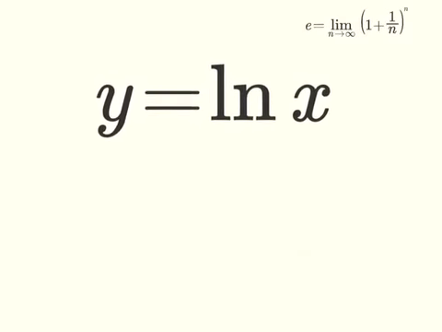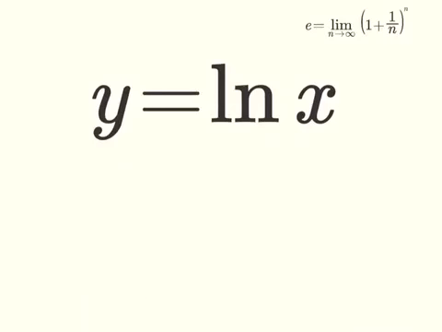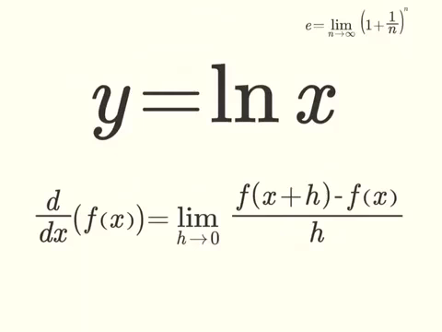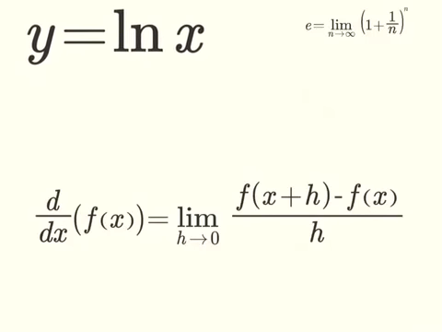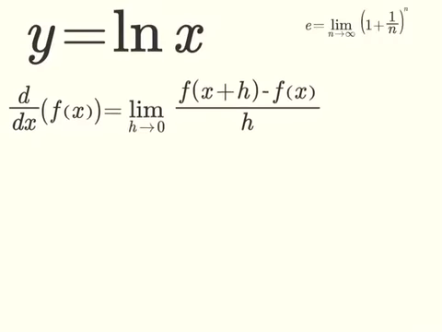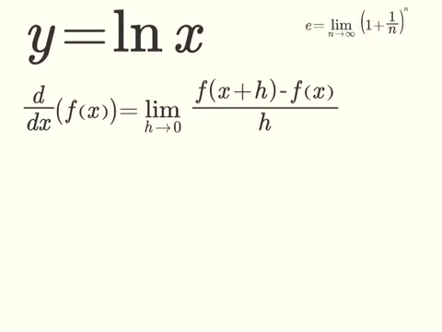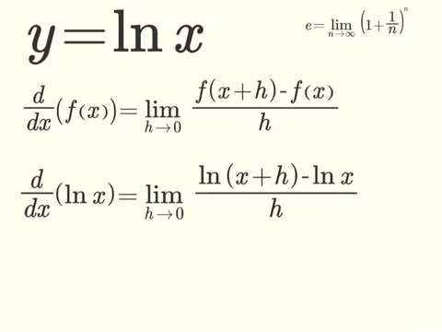Now we'll look at this function, y equals the natural log of x. More specifically, let's look at the derivative of this. In order to find this derivative, we're going to start with the definition of the derivative. And here is our definition of the derivative. If we apply this to the function y equals the natural log of x, we get that the derivative with respect to x of the natural log of x is equal to the limit as h goes to 0 of the natural log of x plus h minus the natural log of x, all over h.